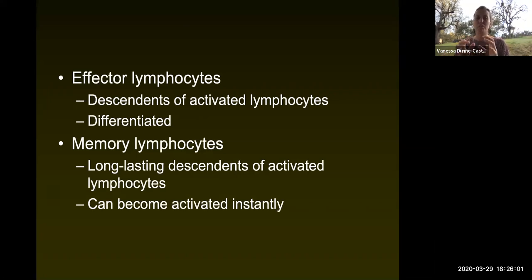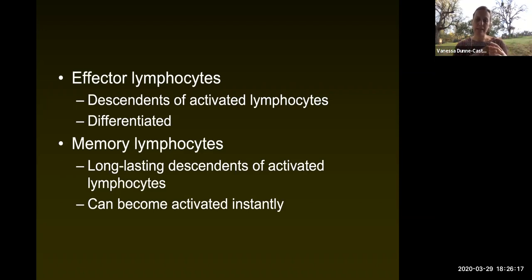And now they're going to go make an effect. They're going to go do whatever their job is. Some of them stay inside the secondary lymphoid organ, depending upon the nature of that particular cell. Many will leave the secondary lymphoid organ and migrate out to the infected tissue and do their effect there.